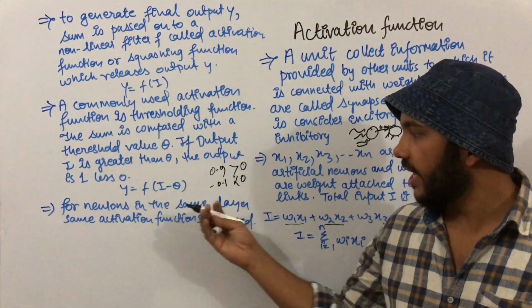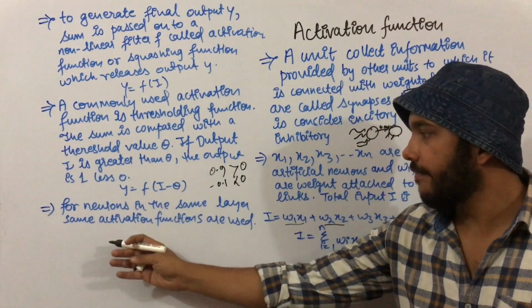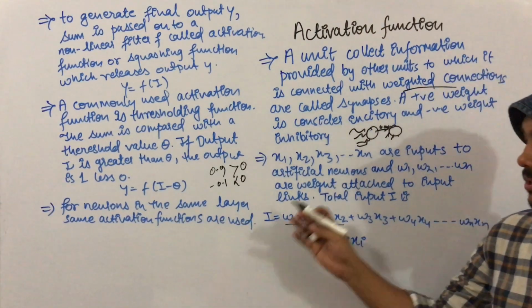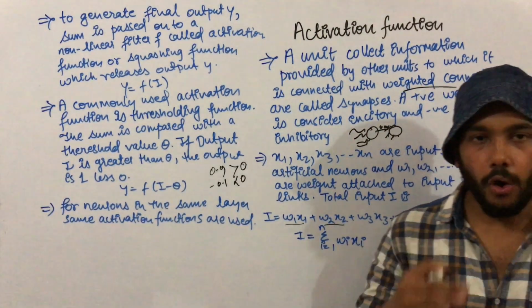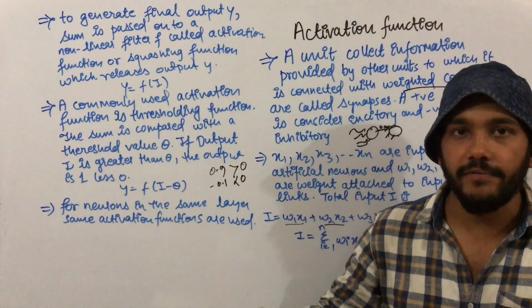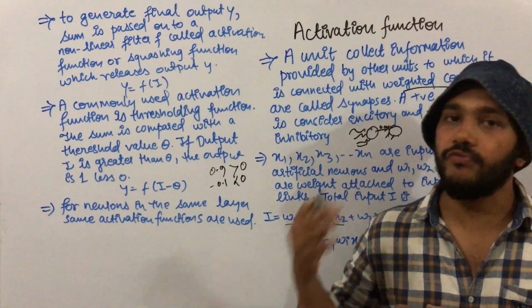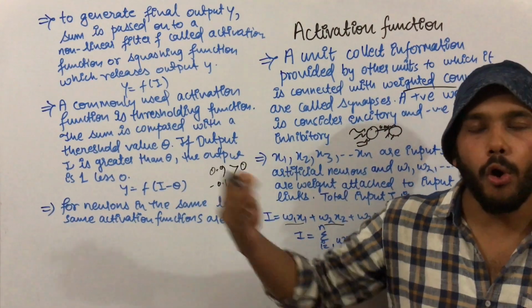All the neurons in the same layer use the same activation function. That is, all the neurons which are at the same level will use the same activation function.